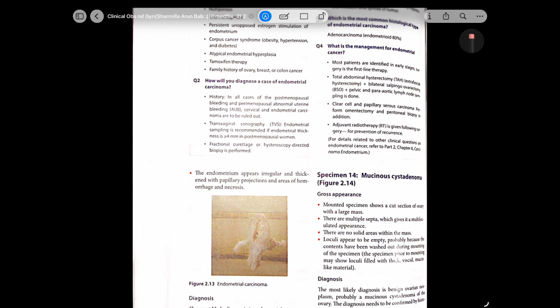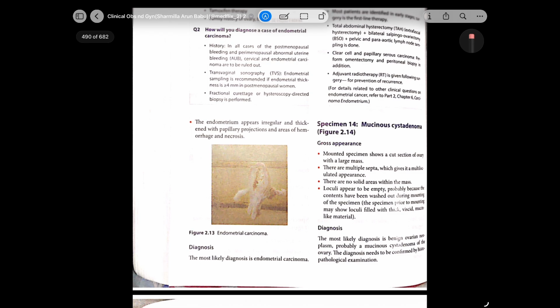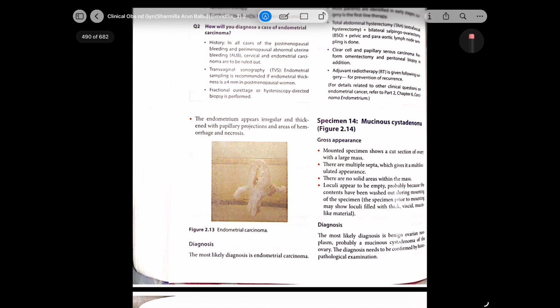In clear cell and papillary serous carcinoma, omentectomy and peritoneal biopsy are performed in addition. Adjuvant radiotherapy is given following surgery for prevention of recurrence. So the most likely diagnosis is endometrial carcinoma. Let's move on to the next one.